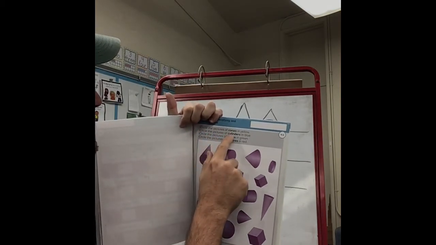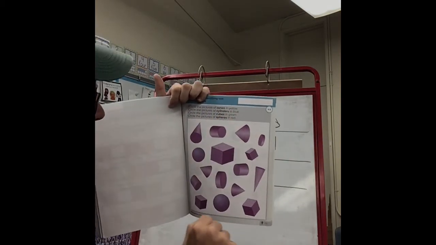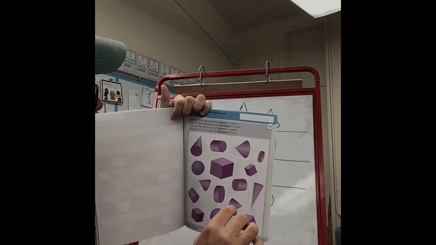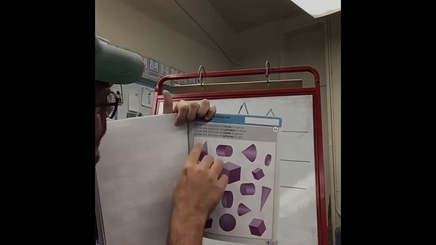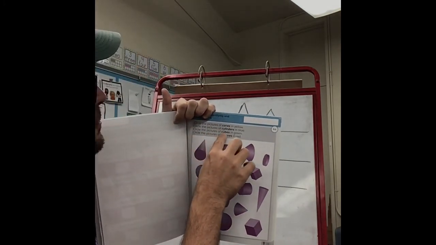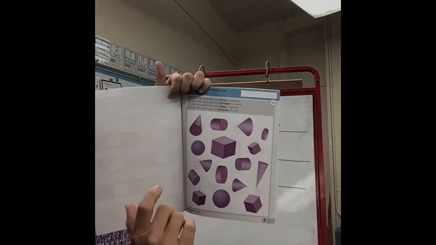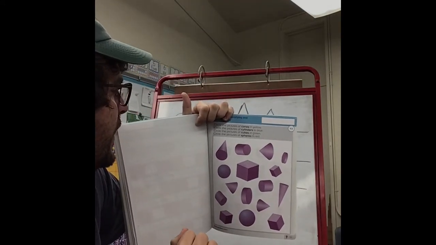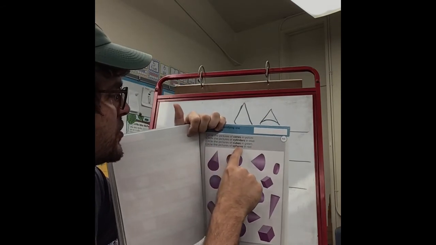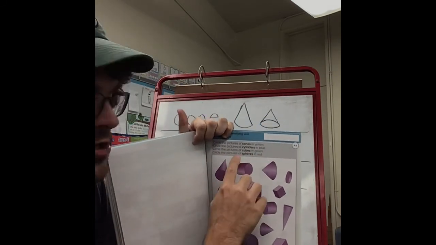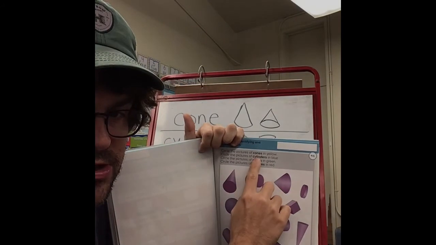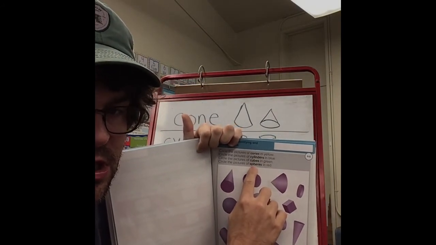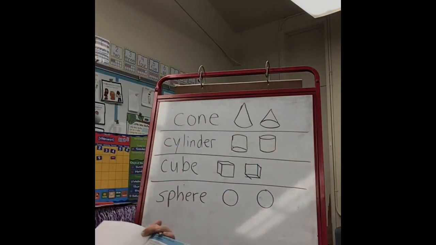Circle the pictures of cylinders in blue. So find your cylinders or things that look like pop cans and circle those in blue. Circle the pictures of cubes in green. Anything that looks like a box, anything that looks like a cube is going to be circled in green. And then anything that is a sphere, circle in red. Okay, so there's your 4 words: cones, cylinders, cubes, spheres, and here's our pictures of them again.